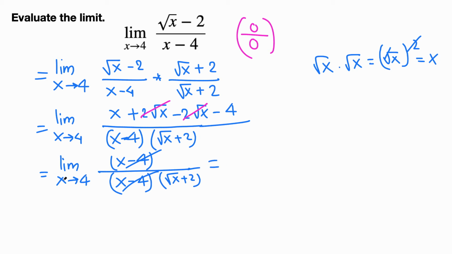So now we can plug in at the same time. So 1 over, x equals 4, root 4, which is 2, plus 2, 4. So 1 over 4 is the answer.